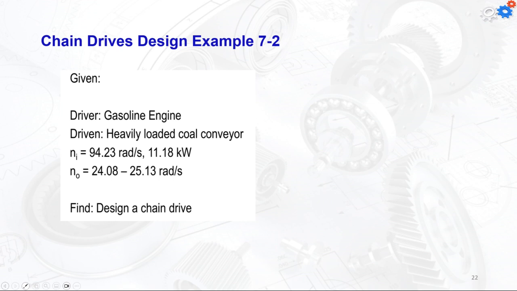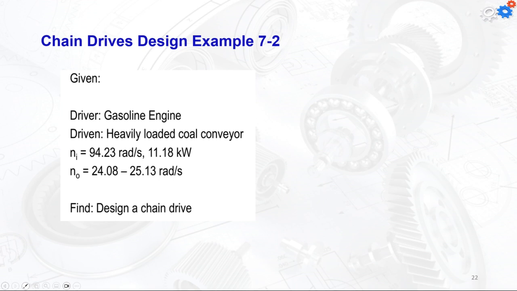The RPM value, or the omega, for the input is going to be 94.23 radian per second at 11.8 kilowatt. And for the output, it should be designed to be anything between 24 up to 25.12 radian per second. Again, these units can be changed directly to IP units: the 94 multiplied by 30 divided by pi will give you the RPM. The 11.18 can be divided by 0.75 to give you the horsepower. And the same thing is going to be for the range for the output.